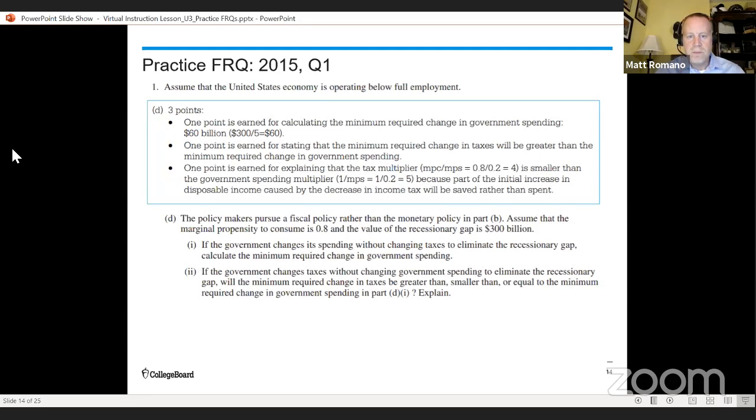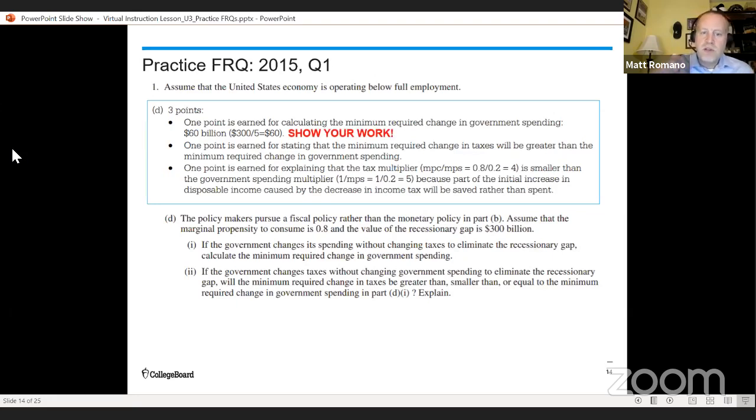1 point earned for stating the minimum required change in taxes will be greater than the minimum required change in government spending. Could you just calculate it and tell us the answer that way? Yes, you could. You could tell us that 75 is greater than 60, but you do still have to explain. 1 point is earned for explaining the tax multiplier is smaller than the government spending multiplier because part of that initial increase in disposable income caused by the decrease in income taxes will be saved rather than spent. That explanation, what we gave a little bit earlier today, is the exact reason why we have a smaller tax multiplier and why you would have to reduce taxes by 75 as opposed to increasing spending by 60.